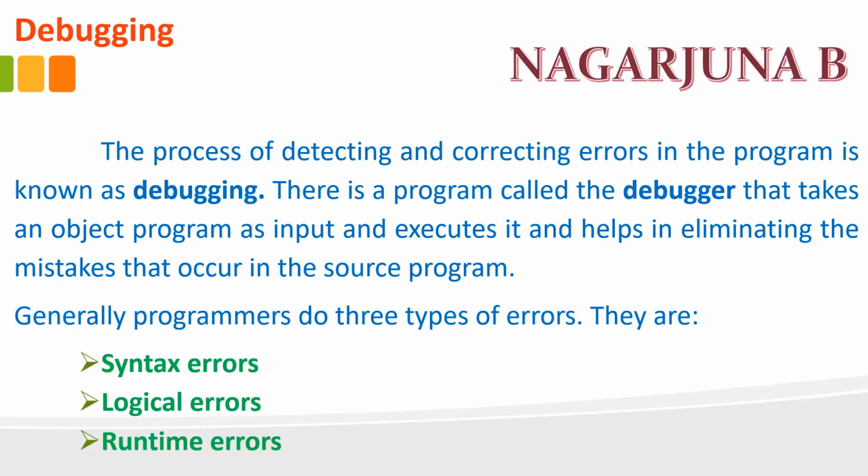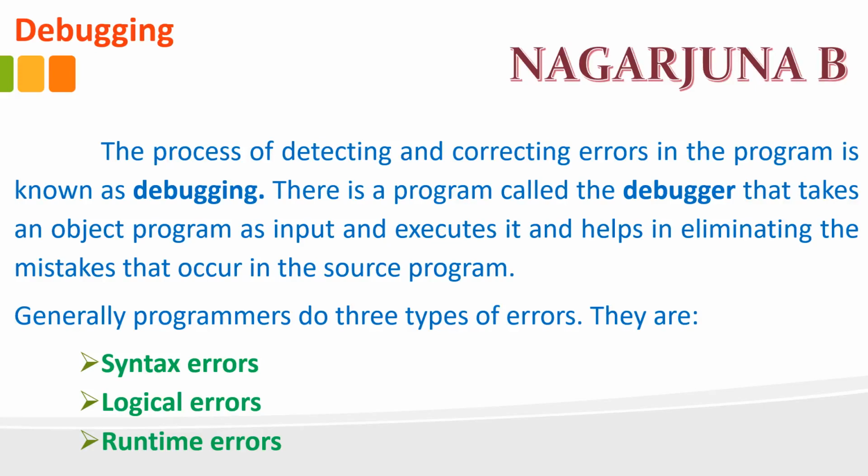Error is a mistake which is present in a program. Sometimes the error will be in such a way that we get an output, but that output will not be a correct one. In some cases, the program will not be executed at all because of the errors. The process of detecting and correcting errors in a program is known as debugging. A program which detects the errors in a source program is called a debugger.